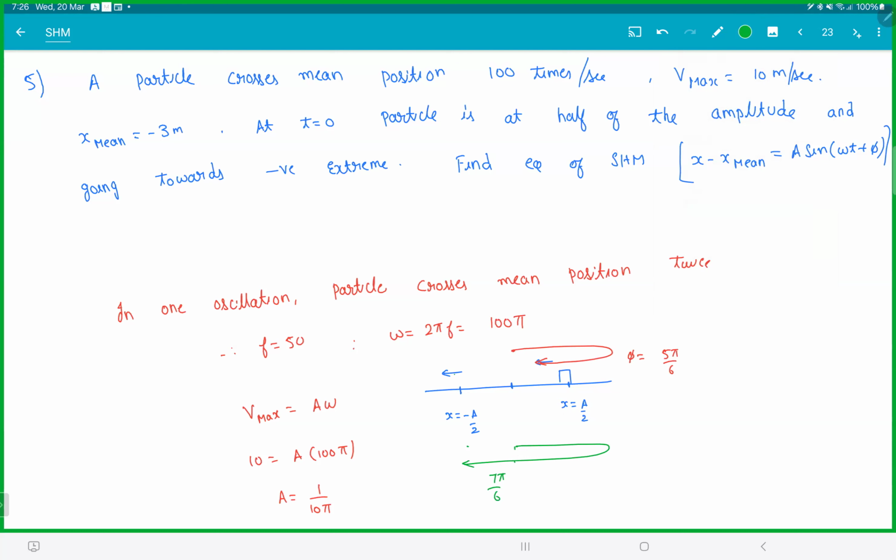I have all the information. You can dump it in the equation and get the answer. Please check. The main part is the frequency. That's where most people goof up. They see 100 times and they think f is 100. Unfortunately, that answer will be there. Check it out.